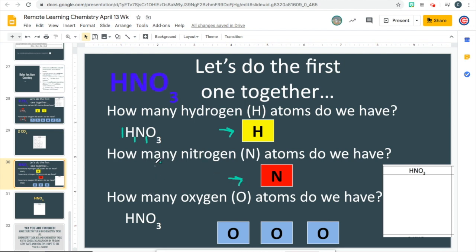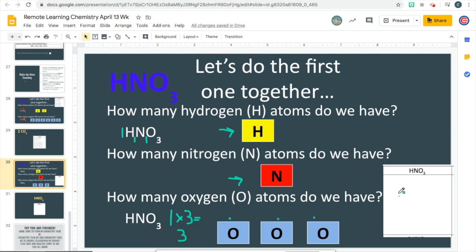Now for the oxygen, we do have a subscript. So we're gonna do 1 times 3 equals 3. So here we have 1, 2, 3 oxygen.